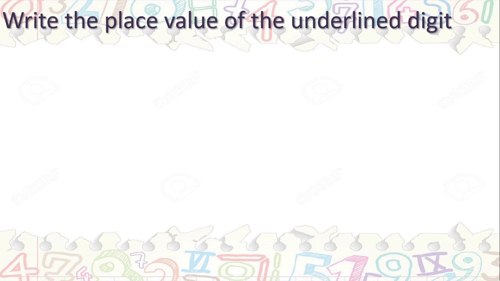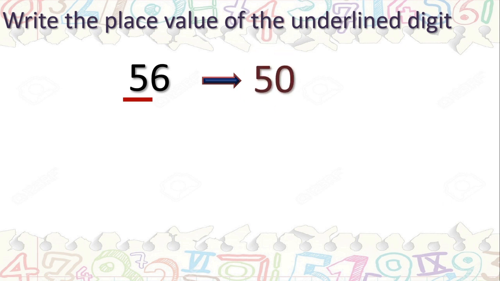Write the place value of the underlined digit. Here a number is given and one digit is underlined. We have to write the place value of the underlined digit, only the underlined digit. Here, the place value of 5. 5 is in tens place, isn't it? And 5 has the underline, so we have to count only 5. What is the place value of this 5? Yes, very good. That is 50 because it is in tens place.